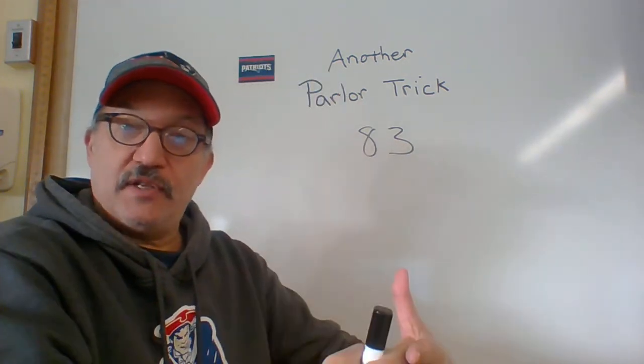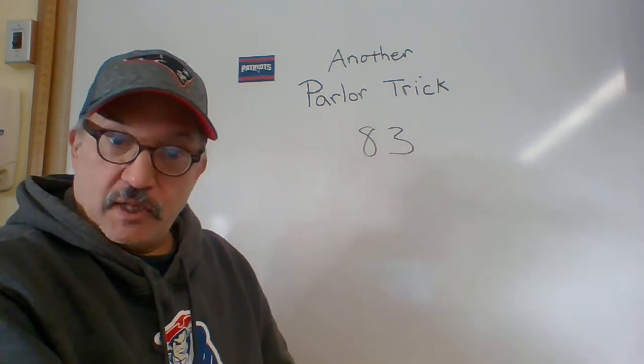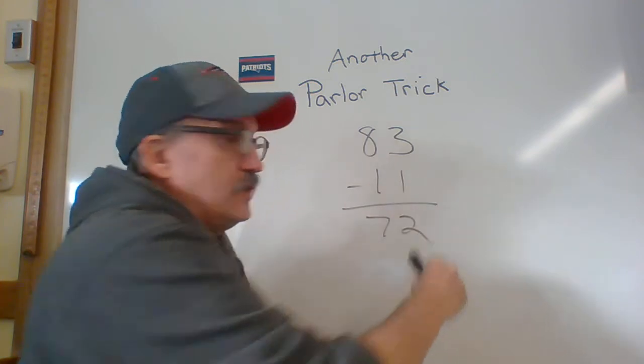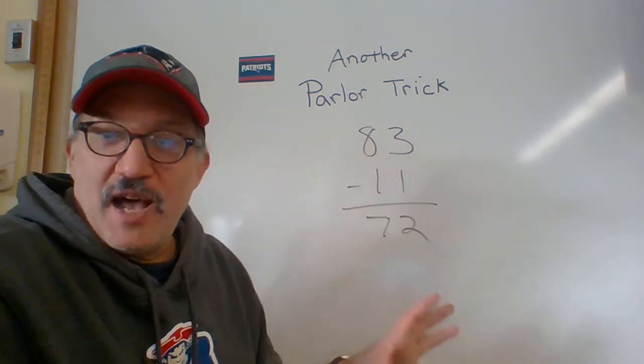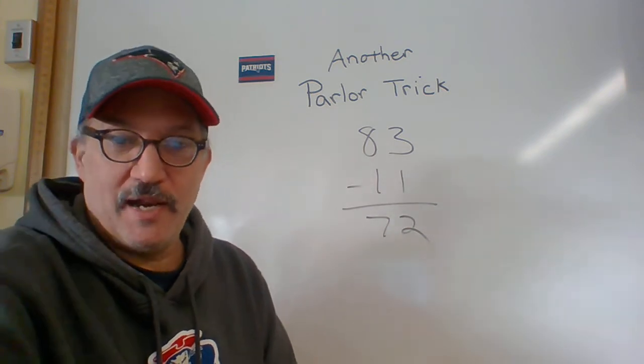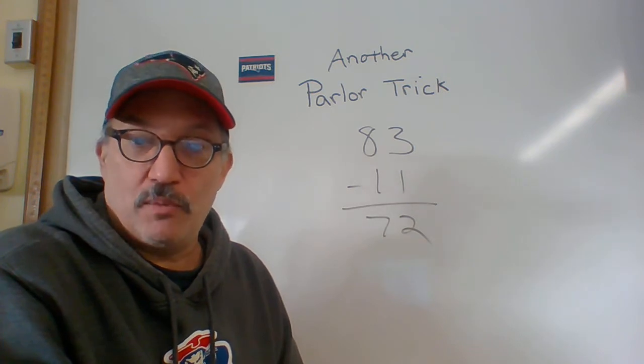The original number was 83. You're then asked to add the digits and subtract that sum from the original number. 8 plus 3 is 11. 83 minus 11, 72. 7 plus 2 is 9. 72 is a multiple of 9. 72 is divisible by 9. Let's see why it works for any whole number.